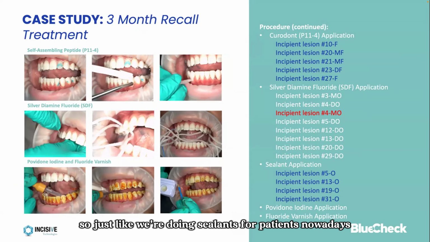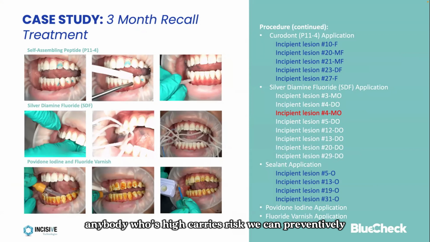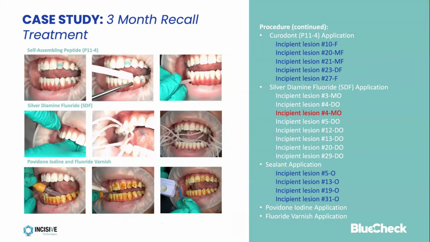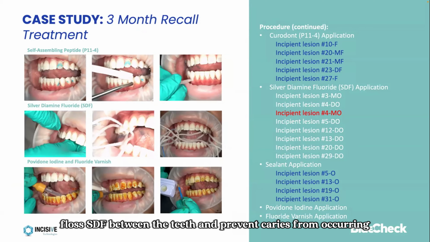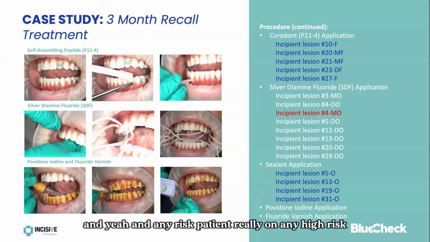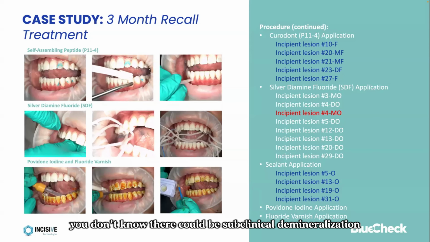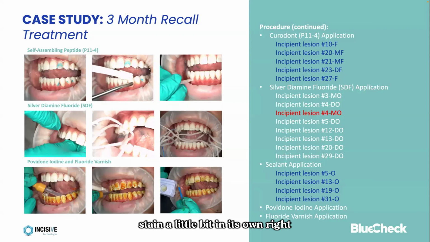Just like we're doing sealants for patients nowadays, if they're high caries risk, especially teens, anybody who's high caries risk, we can preventively floss SDF between the teeth and prevent caries from occurring. And on high risk occlusal surfaces, really on any high risk surface, because remember, SDF will not stain sound enamel or dentin. It's only going to stain where there could be subclinical demineralization. In its own right, SDF is a caries detection tool too.